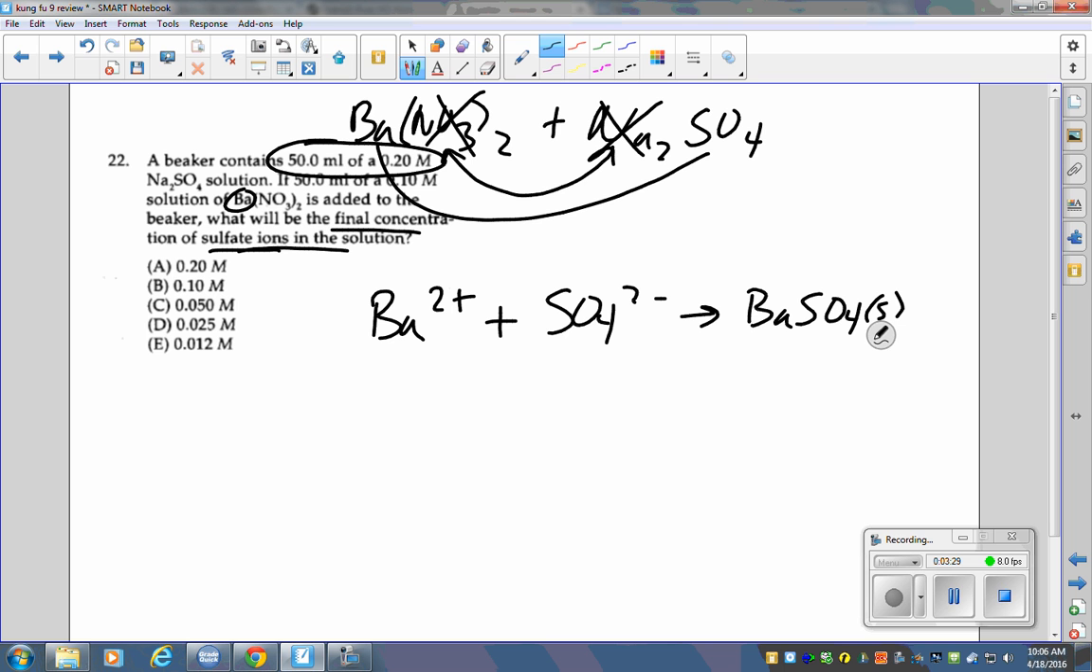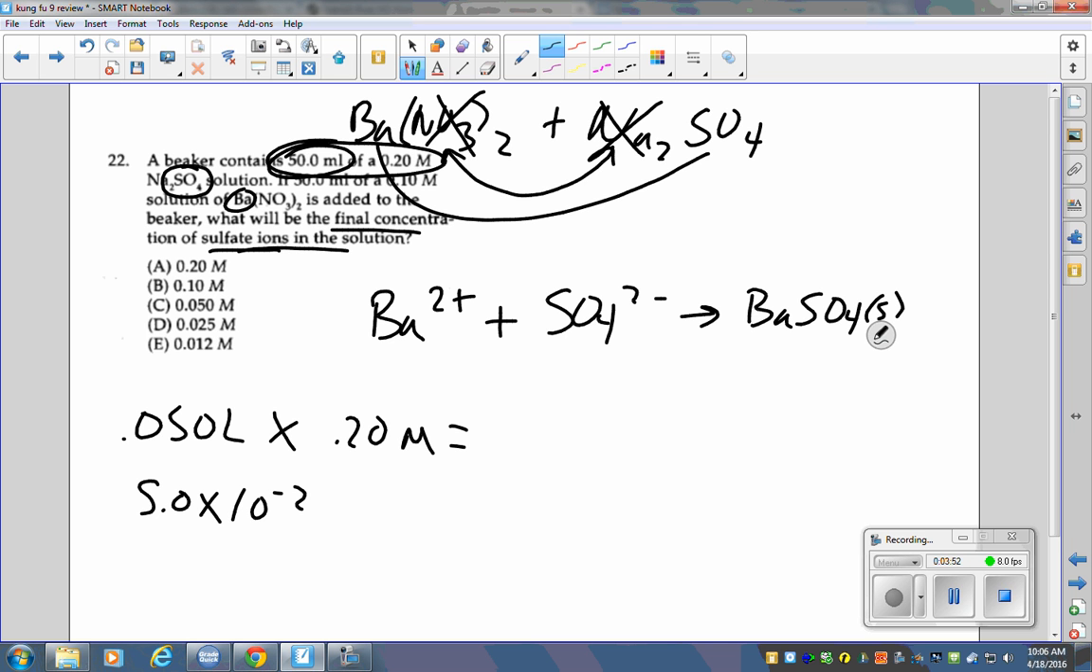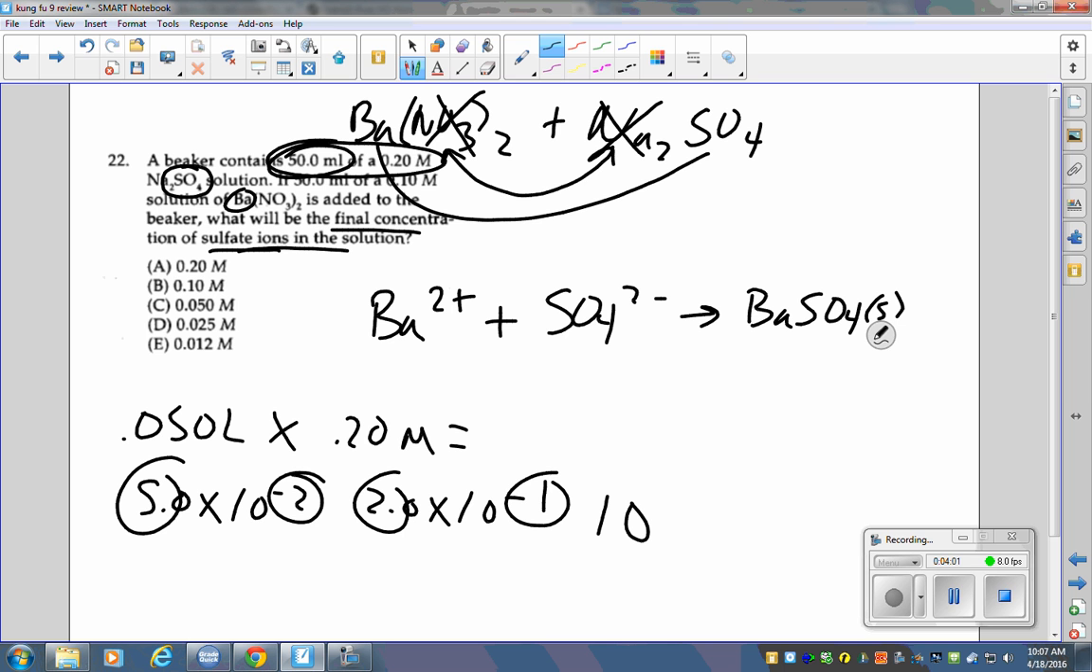So if you look, I'm going to go 0.050 liters times 0.2 molarity. How many moles am I going to get? And the subscript for SO4 in that case is 1. So I'm going to do that times that. Let's say you have trouble doing that math in your head. This is where scientific notation comes in. I could go 5.0 times 10 to the negative second, and then I could go 2.0 times 10 to the negative first. And then I do this. 5 times 2 is 10. Add the negative exponents, 10 to the negative third, right?